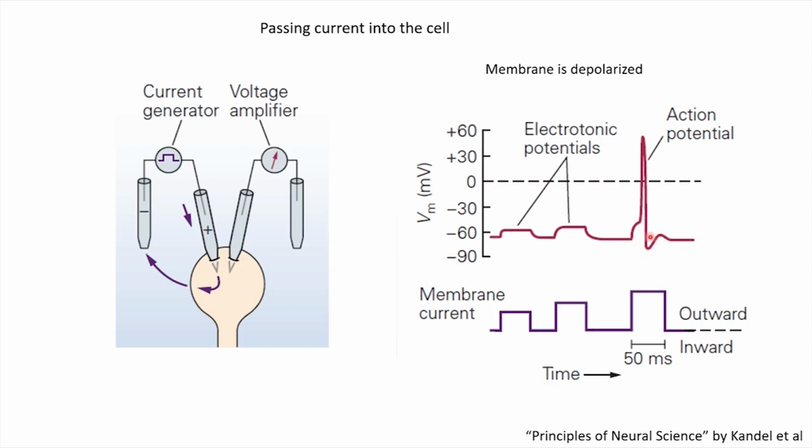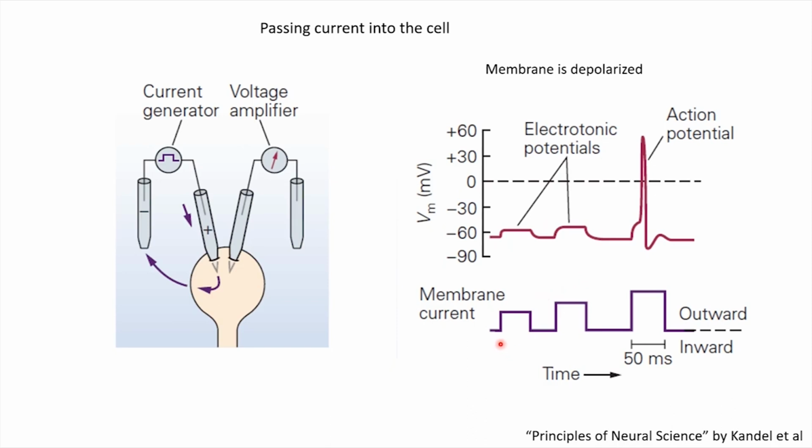This is different from the electrotonic potential, and this is actually called an action potential. And this is the currency of neural activity. We will try to understand this later in the course, but currently let's focus on what is happening here.